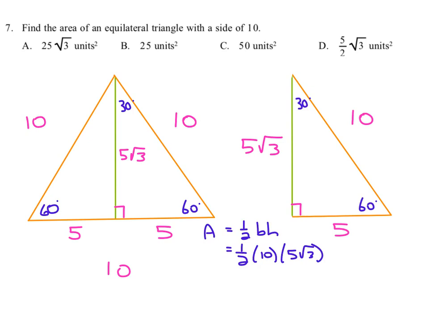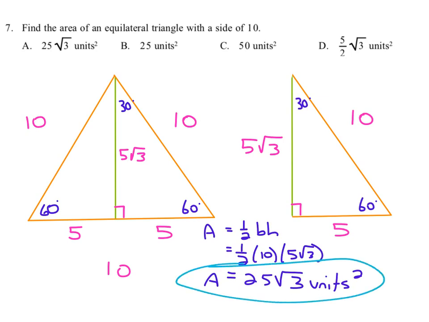And so 1/2 of 10 is 5. 5 times 5 root 3 is 25 root 3. And since it's area, we're going to be saying it's units squared. They didn't give us the units, so we just call it units squared. And that becomes the answer.